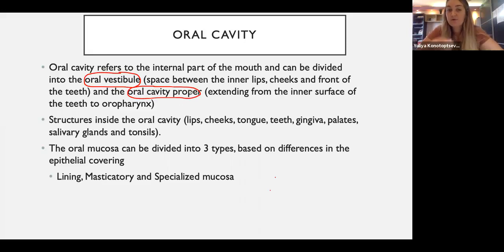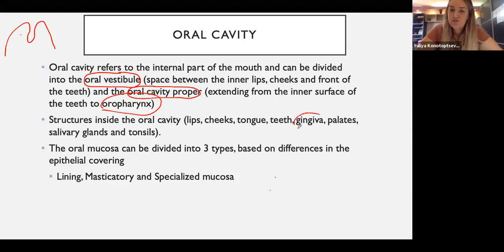The oral cavity proper is the space behind your teeth all the way to the oropharynx. In anatomy, you will learn what the oropharynx is, but it is basically a little bit behind the arch of your mouth. When you open your mouth, you can see something hanging there. It's called the uvula. Right behind this uvula is the place called the oropharynx. So the oral cavity proper is from the back of your teeth all the way to behind the uvula. Structures inside. This is understandable.